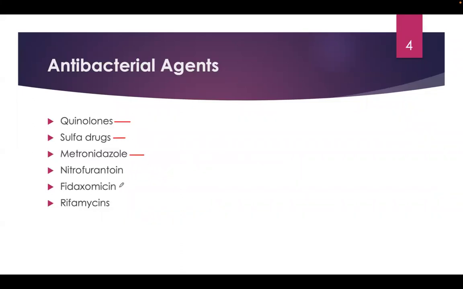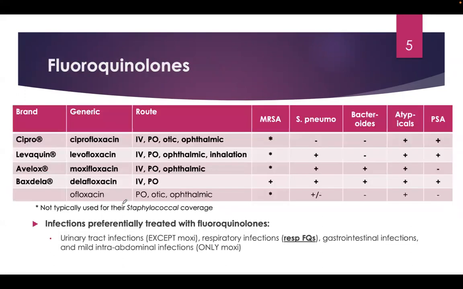Metronidazole is used often. Fidaxomicin, it's an oral med, but it's not absorbed, it's topical. It is a first-line drug for Clostridioides difficile. If you use it and fail it, then you go to oral vanco. If you use oral vanco first and fail that, then you go to fidaxomicin. And then your rifamycins. When you think of drugs like rifampin, you're probably thinking tuberculosis. And if not tuberculosis, you're thinking in conjunction with other drugs for biofilms, but we'll get there.